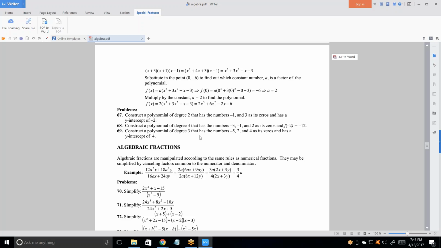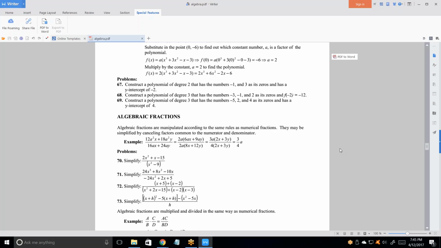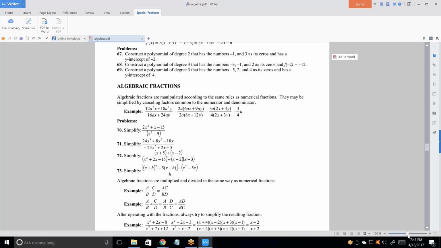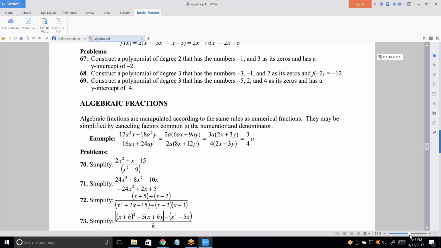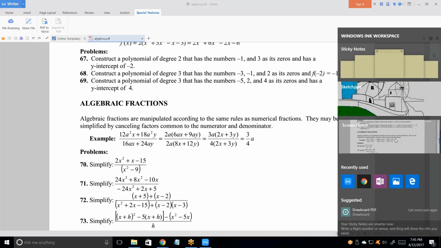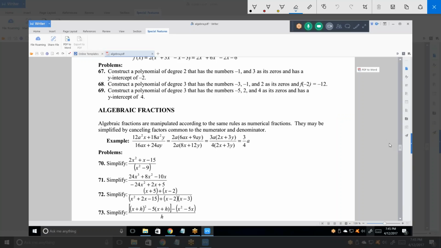All right, let's do 69. Hold on a second. Let me blow it up a little bit and then take a snapshot of it. All right. So first of all, let's do the first half. In other words, a third degree polynomial that has those zeros. Let's worry about your second condition later. Okay. So it'd be x plus 5, x minus 2, and x minus 4.